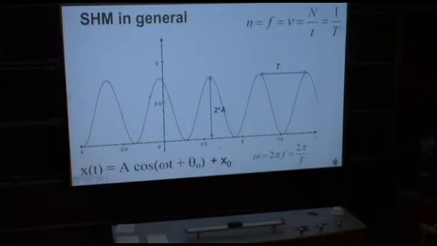And if you look at this graph again, this arrow represents one whole period of the motion.